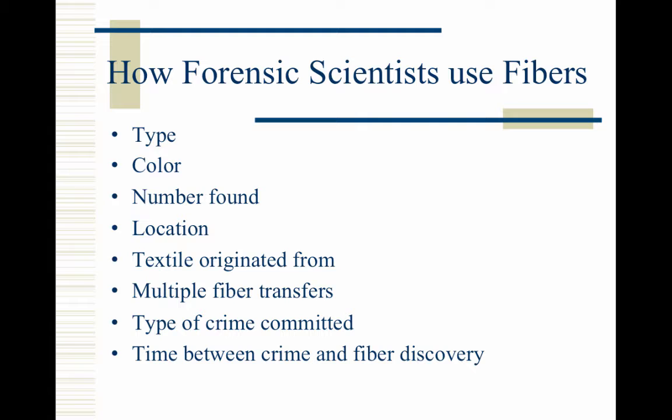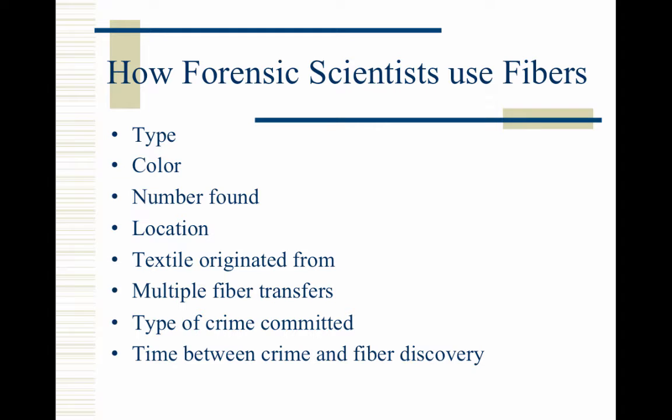Also, are there multiple fiber transfers? Several types of fibers that link to a suspect can be more conclusive, can definitely suggest a longer contact and a possible pattern of violence. Also, the type of crime committed. Each type of crime has an expected pattern of contact between the suspect, victim, and the crime scene, and you would expect to find certain fibers.